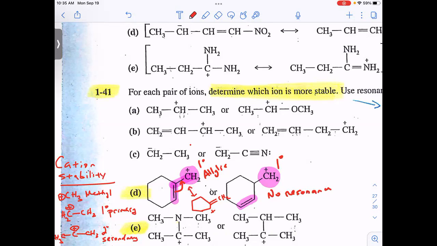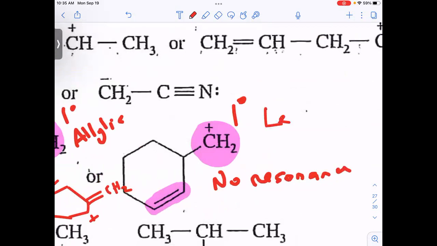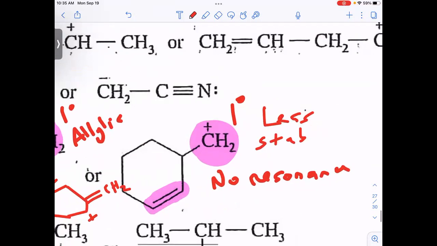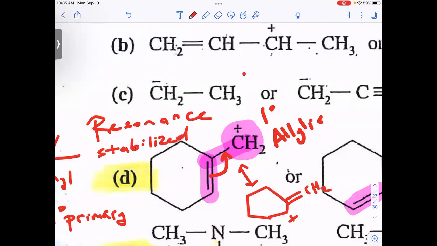Yes, resonance is a way of stabilizing charges. It's a way of delocalizing charges, delocalizing electrons, delocalizing electron density, right? So this is more stable. This is less stable. And the other one is more stable. We're gonna say that this is resonance stabilized. All right. Questions about that?